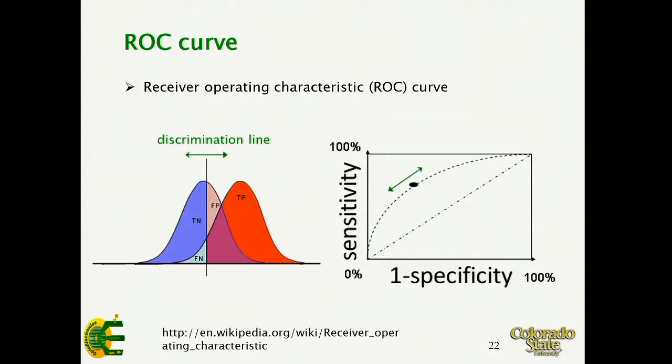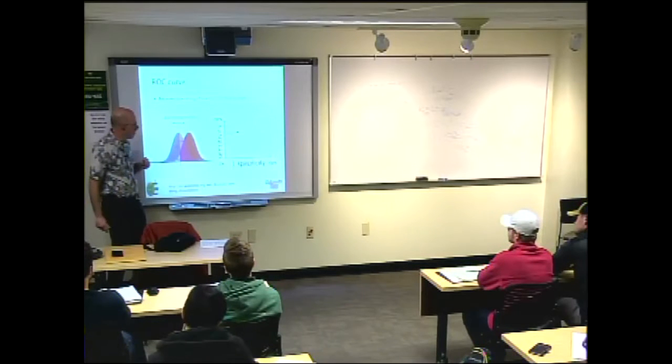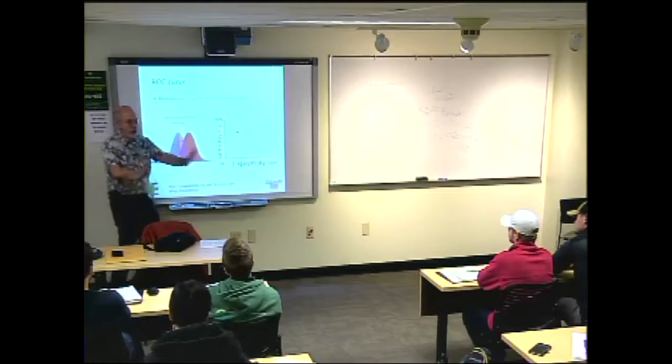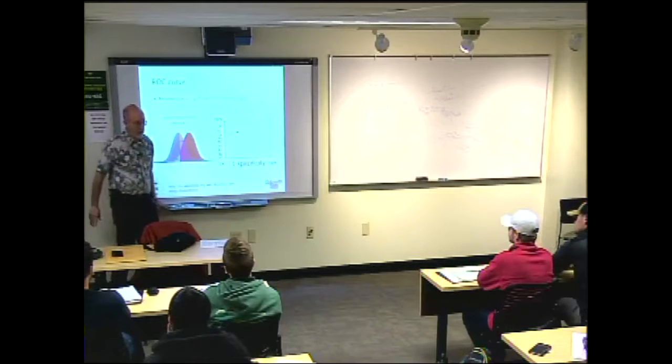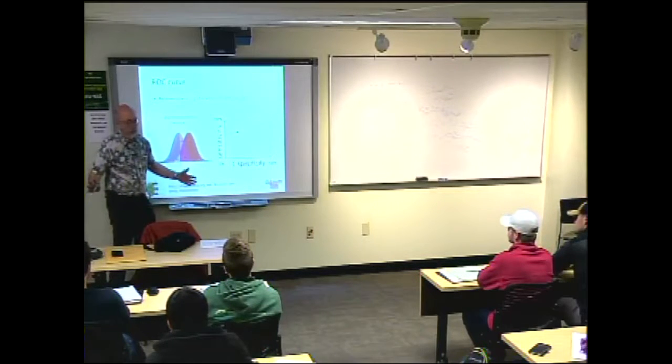And the question is, okay, I need to draw a line someplace, and I need to say, if I get an ultrasound reading above it, that I'm not going to fly the plane. And if I have an ultrasound reading below it, that I'm going to say it's okay. Where do I put the line, and how does where I draw the line affect the sensitivity and the specificity, okay?